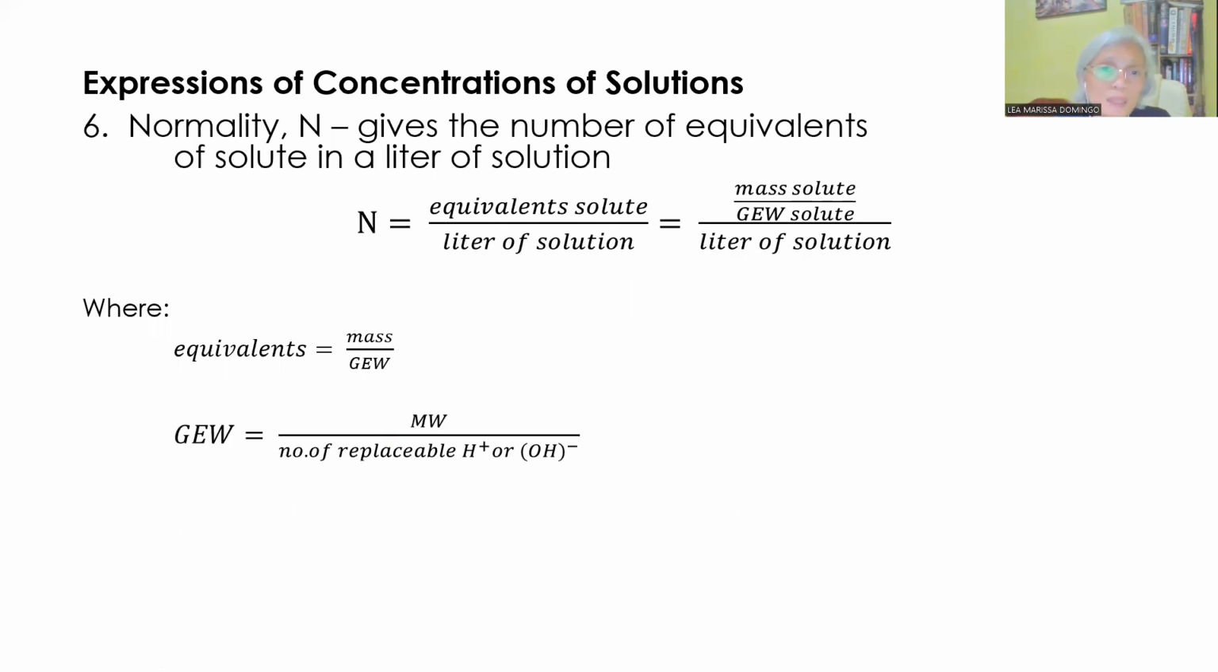And then we have normality or N, which gives the number of equivalents of a solute in a liter of solution. So it is the same as molarity in the denominator, but the numerator is equivalents. What does equivalence mean? Mass of solute over gram equivalent weight. So that is the difference. What is gram equivalent weight? Molecular weight over the number of replaceable hydrogen or hydroxyl ion. So suffice to say, it is for acids and bases. So the equivalent is mass over gram equivalent weight.